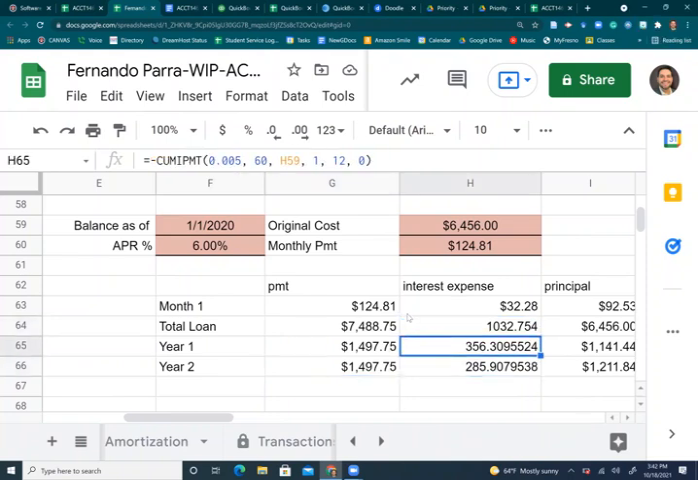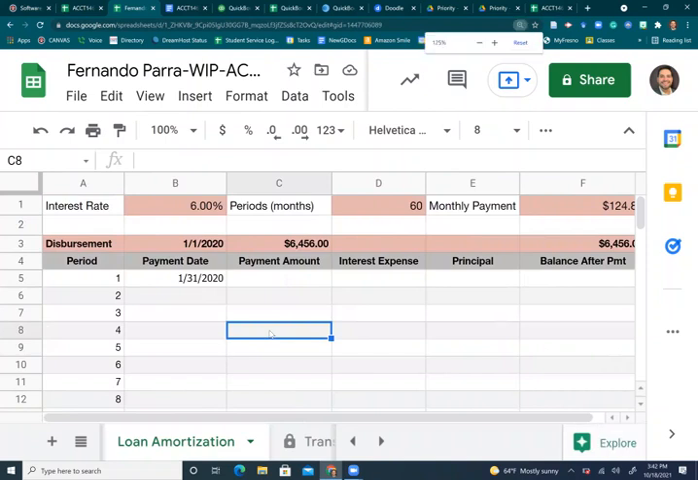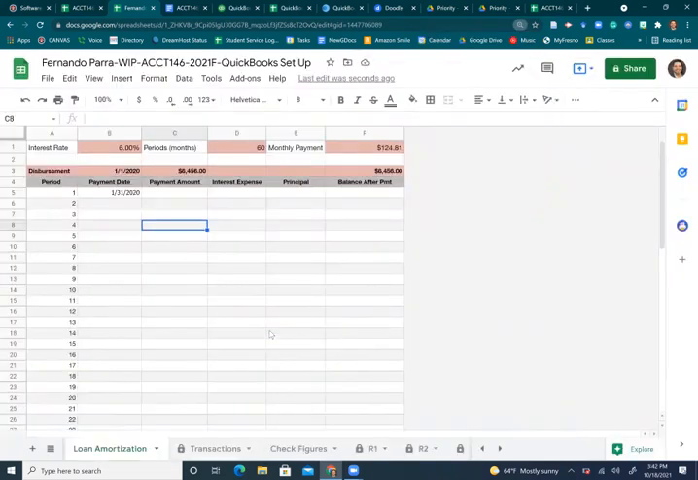The interest expense will be declining as we go from one year to the next, and you start paying more principal. So let's go ahead and look at the actual loan by going to the amortization table, which is the next thing you've got to work on.